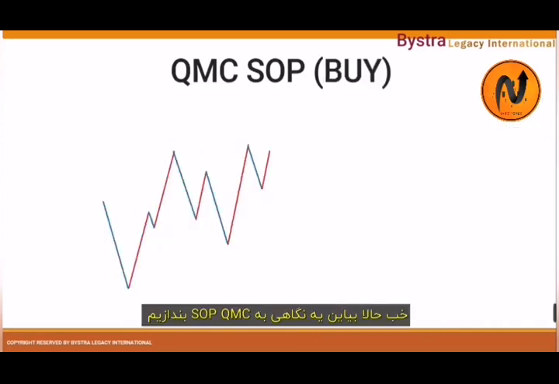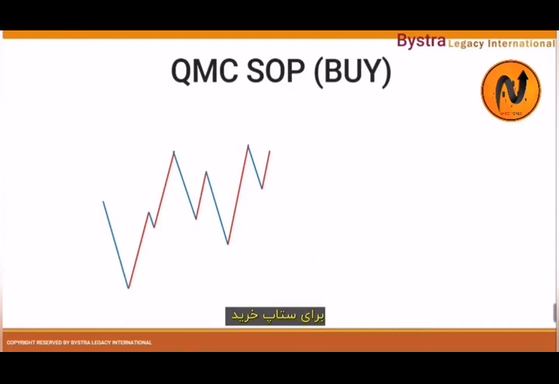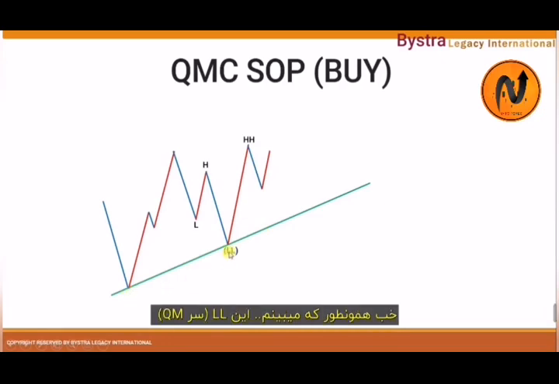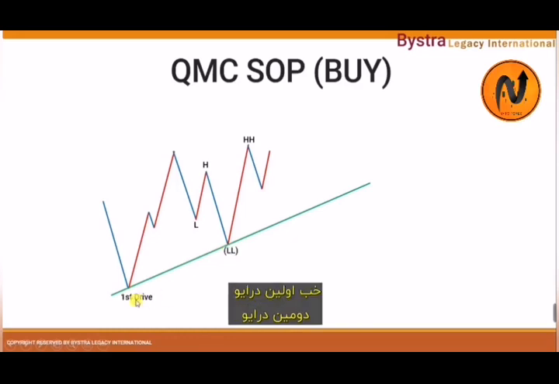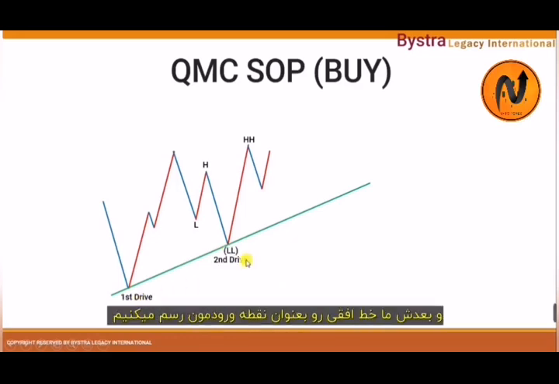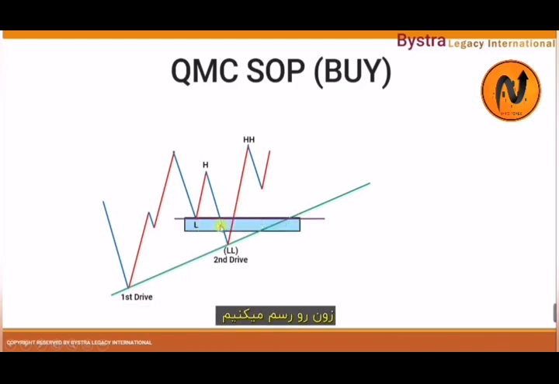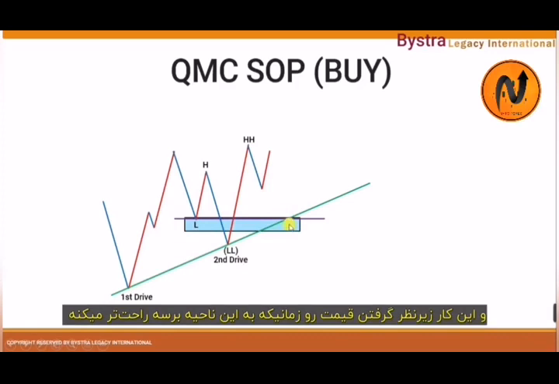Alright, now let's look at the QMC SOP for the buy setup. As we can see here, there is a QM buy setup. We can see the low, high, lower low, and the higher high. At the same time, there is one support here that we can use as our confluence. So here we can see that this lower low, the head of the QM, is on the second drive. The first drive, the second drive, and then we mark the horizontal line as our entry point. We mark the zone to make it easy to monitor when price comes into this zone.